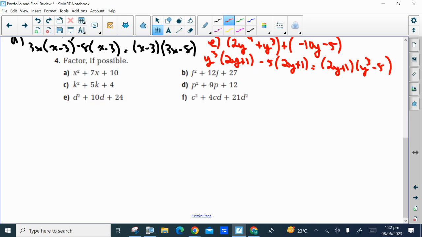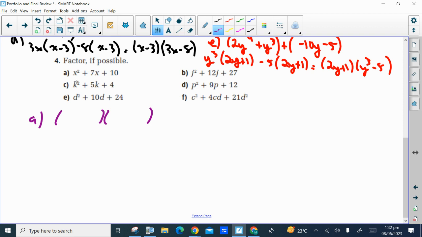Number 4. Remember, when you're factoring, you're trying to find things that multiply together to get what you start with. In most cases, if you have a trinomial with no common factor, your factors will be binomial factors.